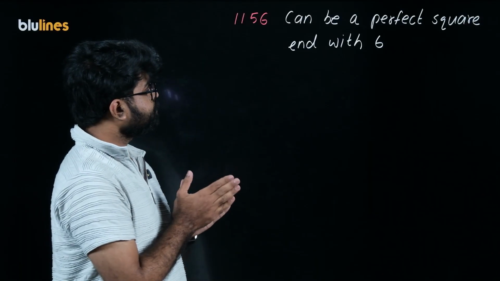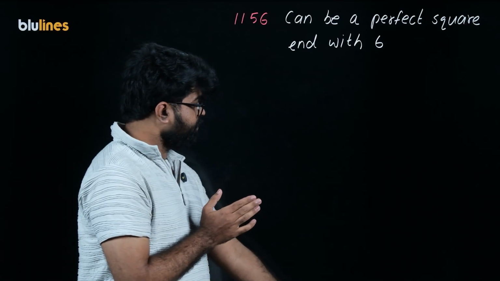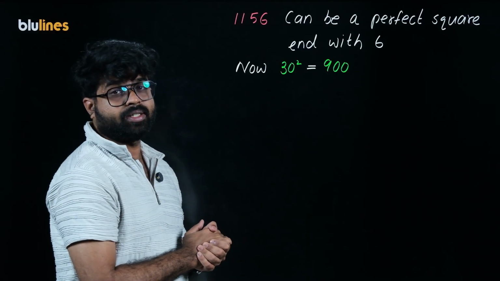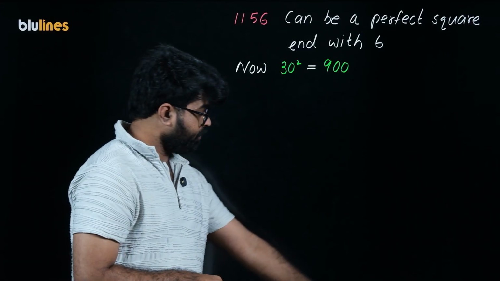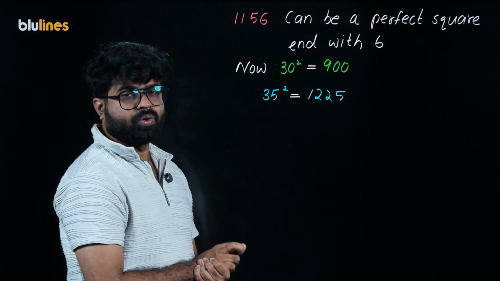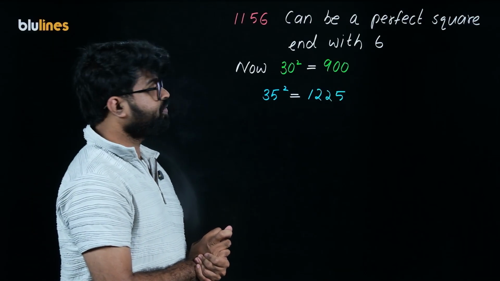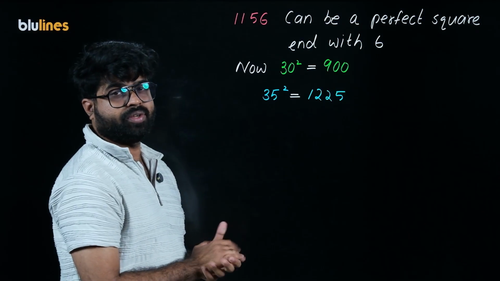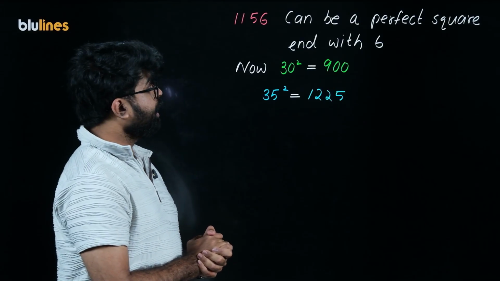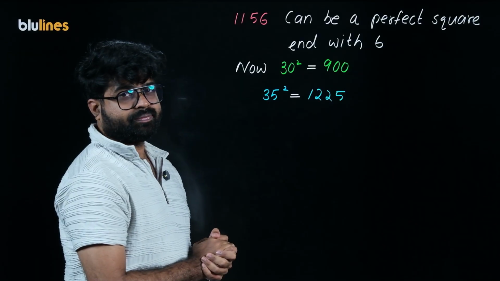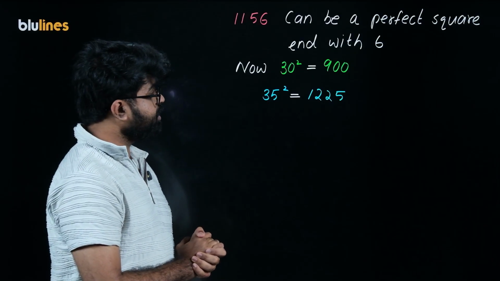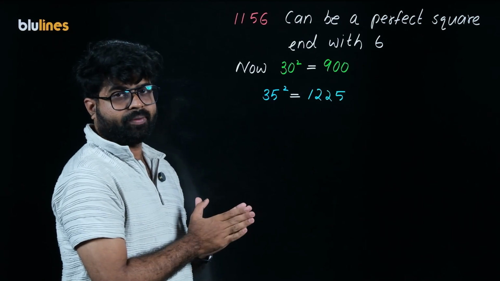So for that, we know that 1156 lies somewhere between, what is the square of 30? It is 900. And what's the square of 35? We know that is 1225. So 1156 lies between 900 and 1225. And we know that the last digit is 6. So for finding which number satisfies this criteria, it's a number between 30 and 35.